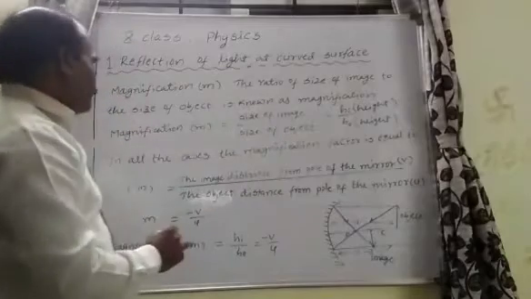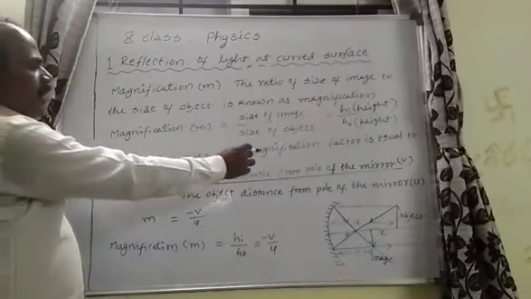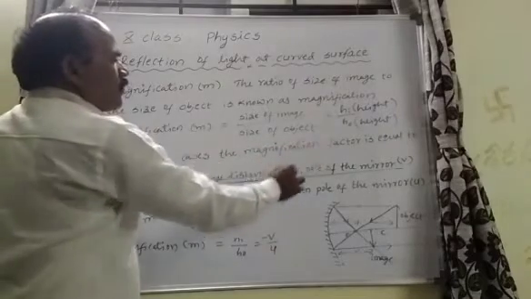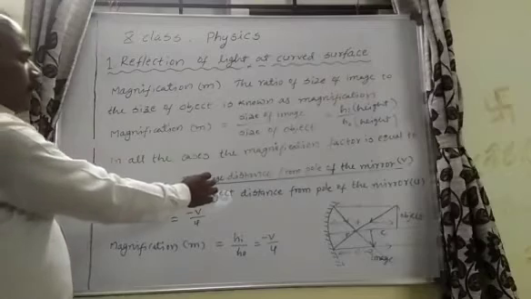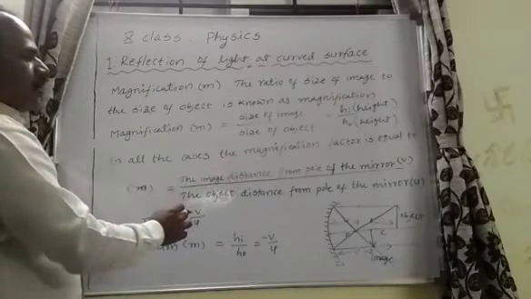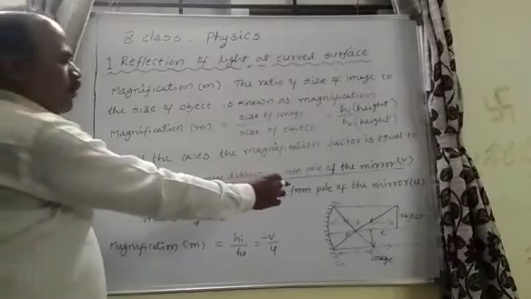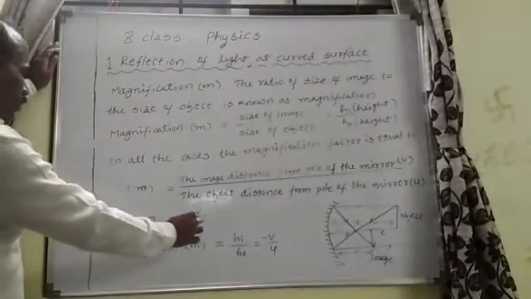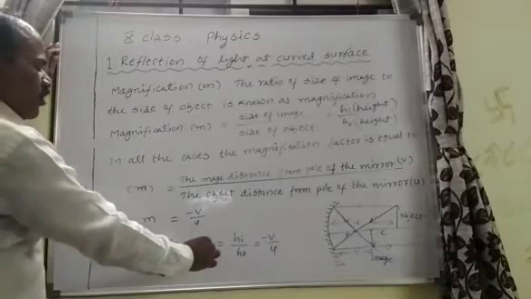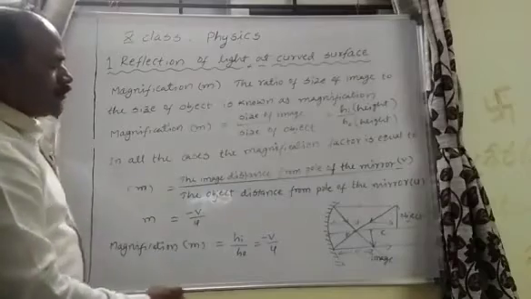This is the ratio. In all cases, the magnification factor is equal to the image distance from the pole of the mirror, V, and the object distance from the pole of the mirror, U. M is equal to minus V by U. Magnification M is equal to Hi by H0, that is equal to minus V by U.